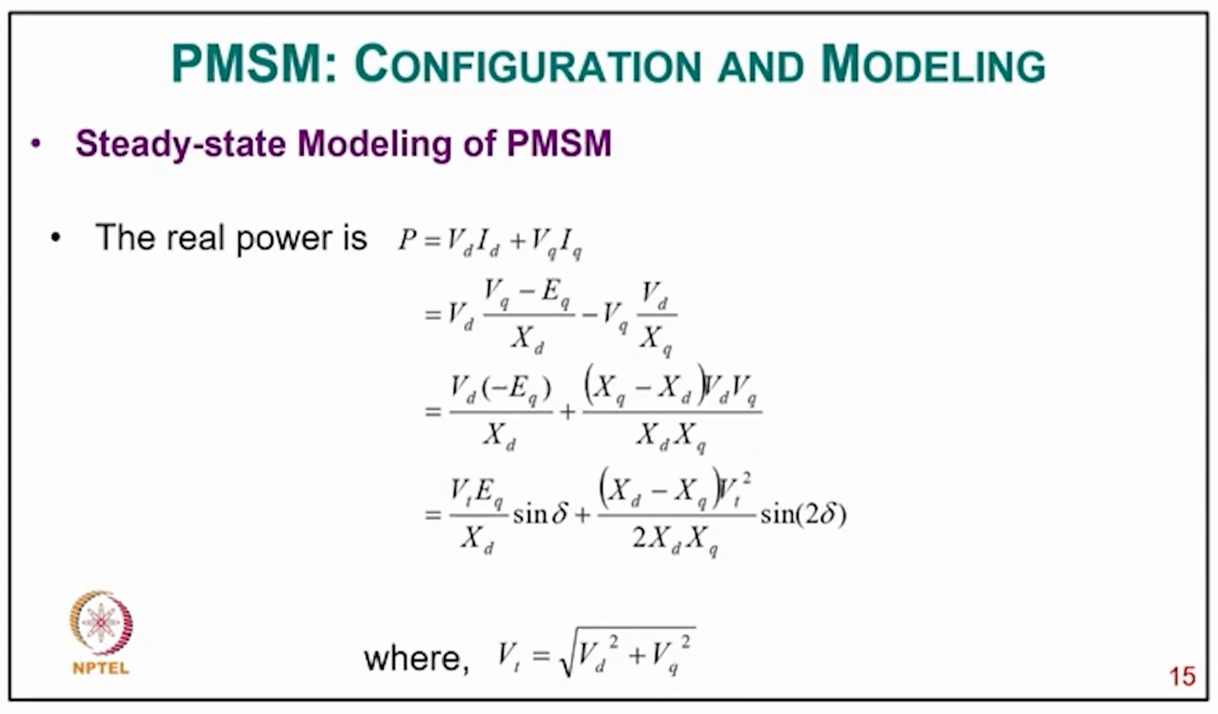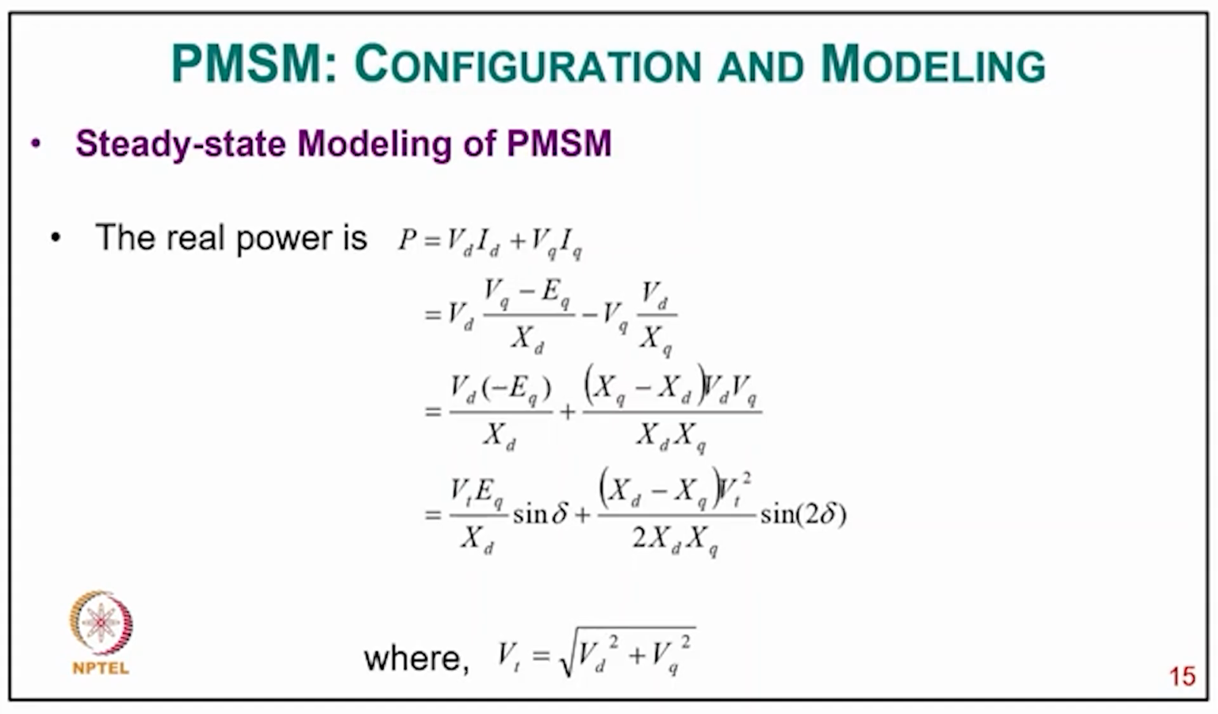And that becomes equal to V² minus EQ upon XD plus (XQ minus XD) divided by XD XQ, VD into VQ, and that becomes VT into EQ divided by XD into sin delta plus (XD minus XQ) into VT square upon 2 XD XQ into sin 2 delta, where VT equals under root VD square plus VQ square.